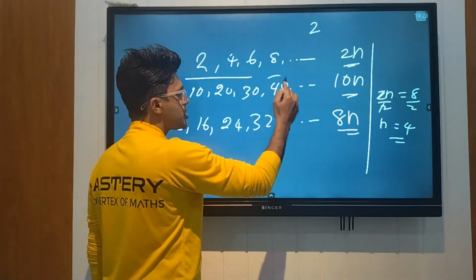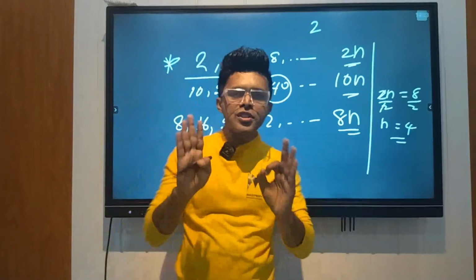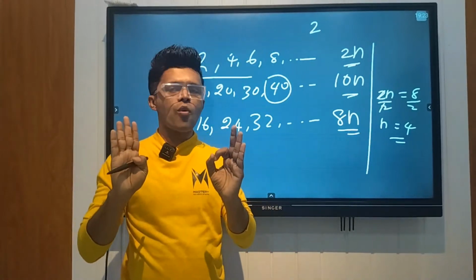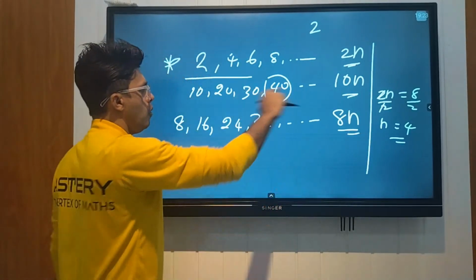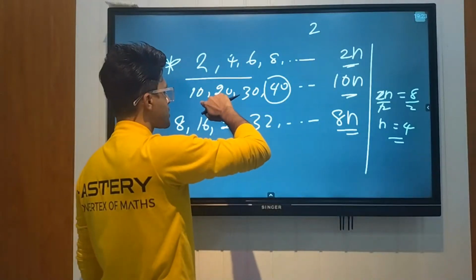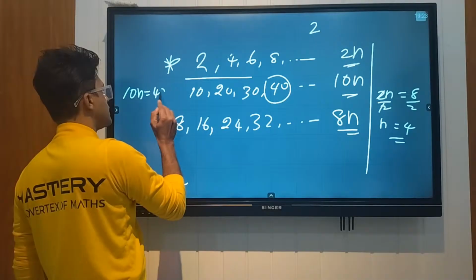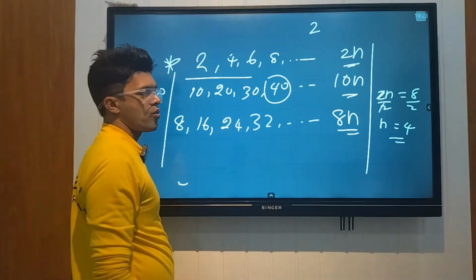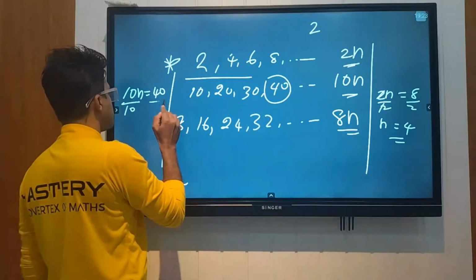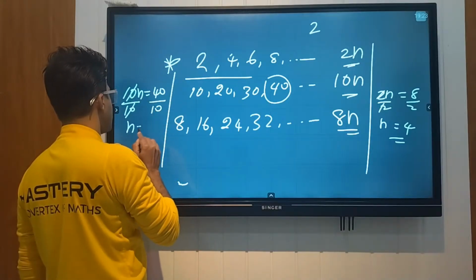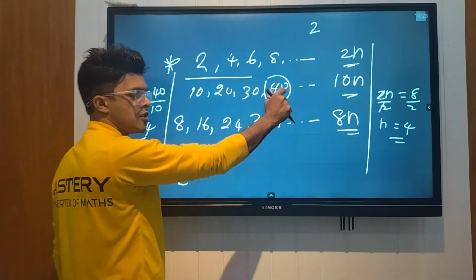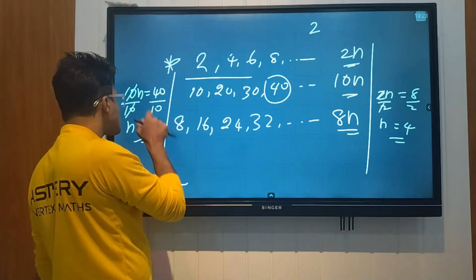Which term is 40 here? First term, second term, third term, fourth term. Then you could write that 10n equals 40. Directly you could get the answer as 4, right? But this is the proper mathematical way. The answer is the fourth term.